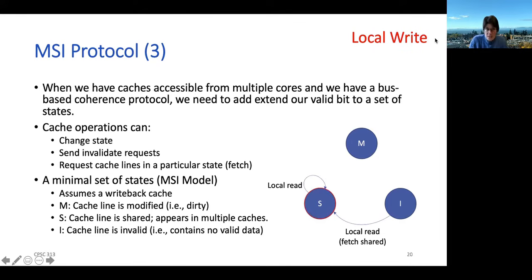And we're assuming that the data is there because I'm in the shared state. So this is a write hit. Well, I'm about to modify the data, so I'm going to have to move into the modified state.